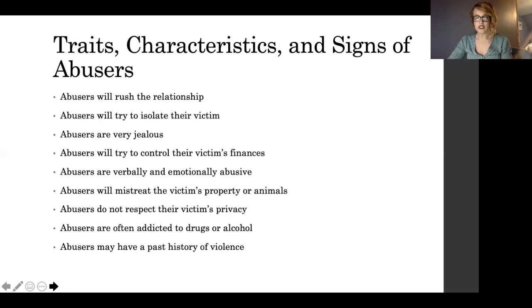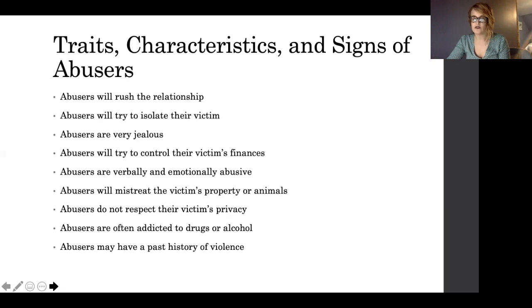Or in order to get them to do what they want, oftentimes they will hurt the victim's pets or destroy their property, which is all a sign of wanting to hurt their victim. The seventh sign is abusers do not respect the victim's privacy. Abusers will call or show up at odd times of the day and check in on their victim.